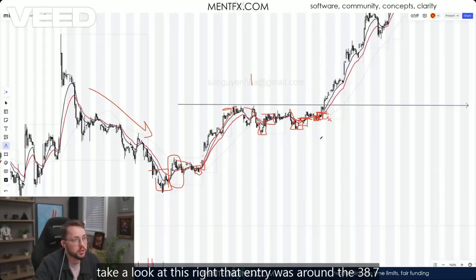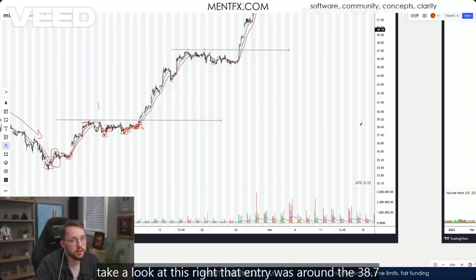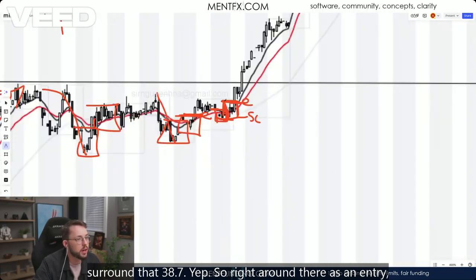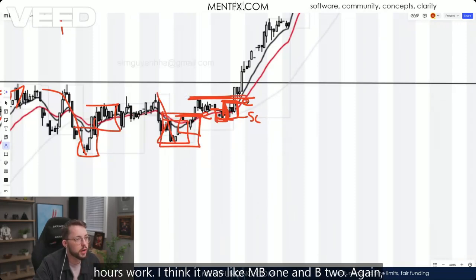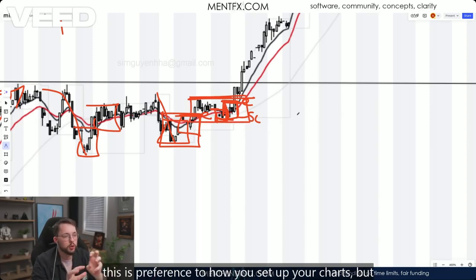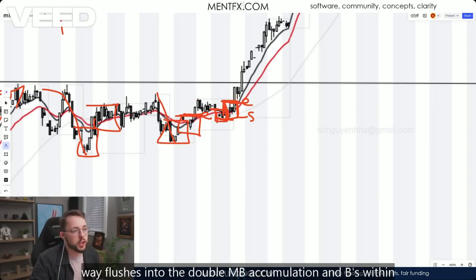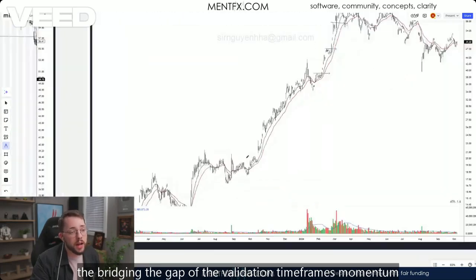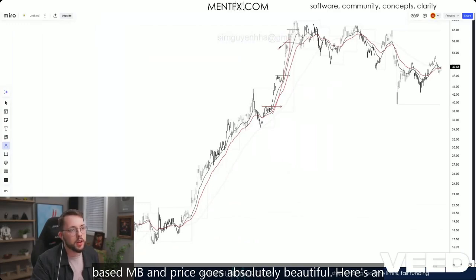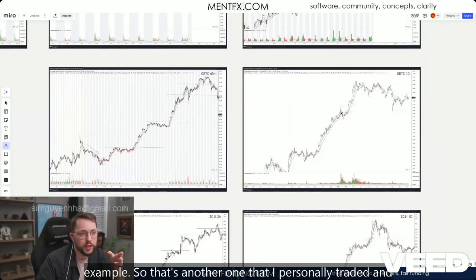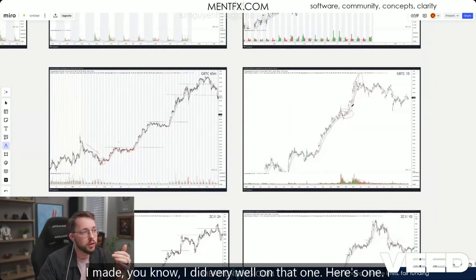So if we take a look at this, right, that entry was around that 38.7. So around that 38.7. Yep, so right around there as an entry. But I think the entry was here because of how the market hours work. I think it was like MB1, MB2. Again, this is preference to how you set up your charts. But nonetheless, the move is there and it looks the exact same way. Flushes into the double MB, accumulation MBs within the bridging the gap of the validation timeframes, momentum-based MB, and price goes. Absolutely beautiful. Here's an example. So that's another one that I personally traded and I did very well on that one.